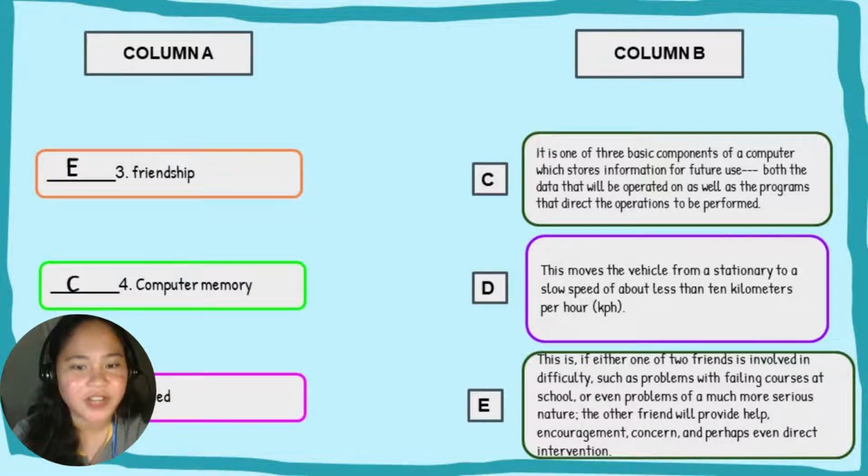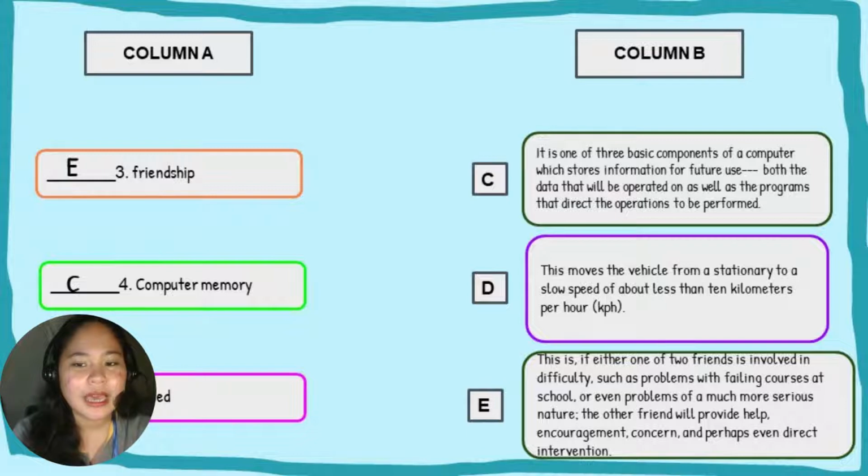When we say friendship, what is the best expanded definition you can connect to this? Okay, so it's the letter E. When we say friendship, class, this is if either one of two friends is involved in difficulty, such as problems with failing courses in school, or even problems of a much more serious nature, the other friend will provide help, encouragement, concern, and perhaps even direct intervention. Okay, very well said.